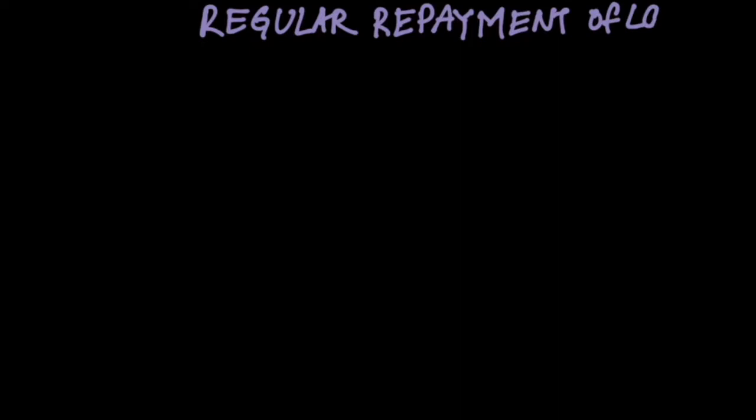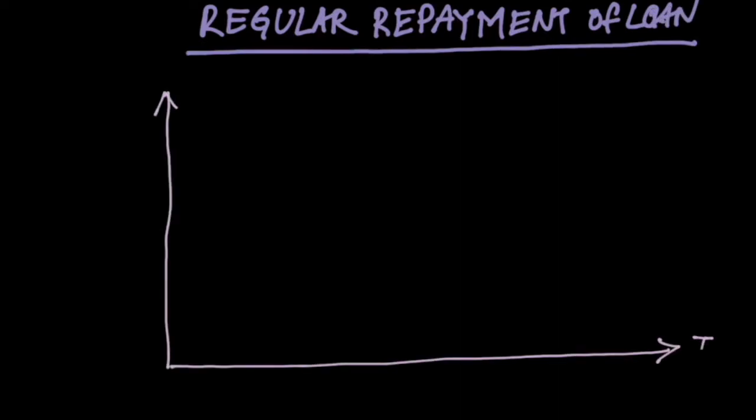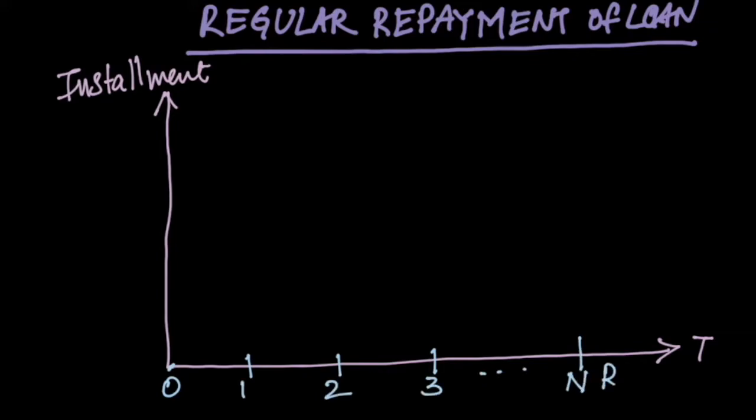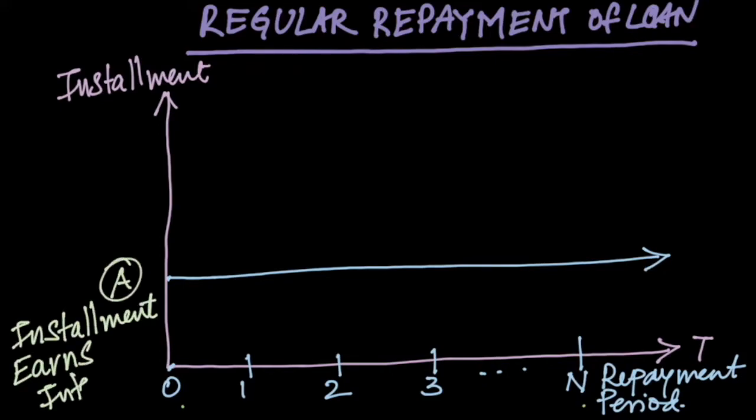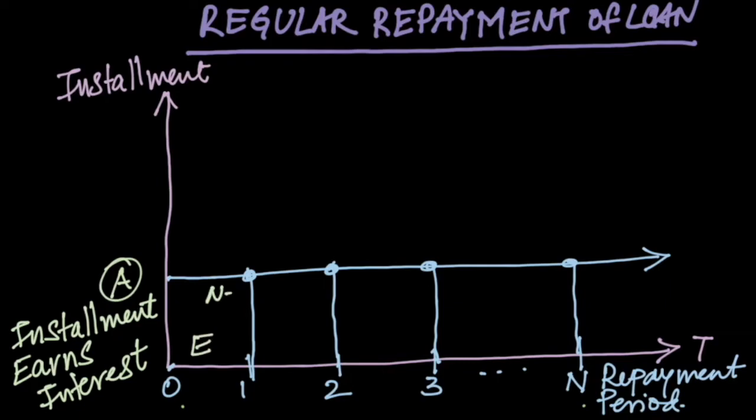Now let's take the case of regular repayment of a loan. At 0 you take up a loan and you pay it off in n equal installments. Take the first case, where the installment earns interest. Each installment is of the same amount. Suppose the amount is E.